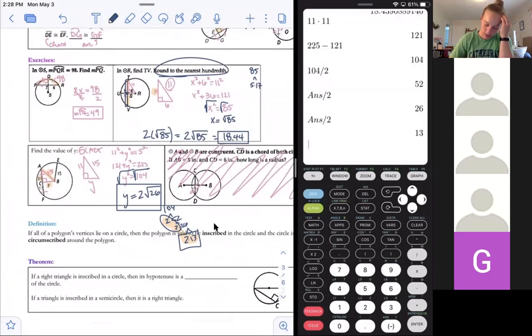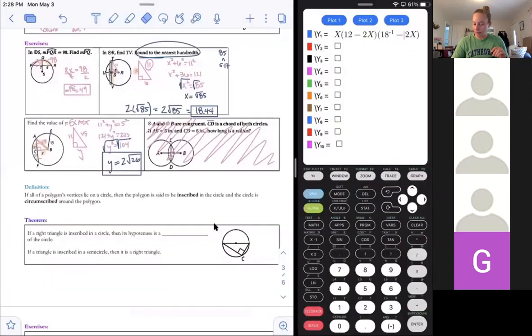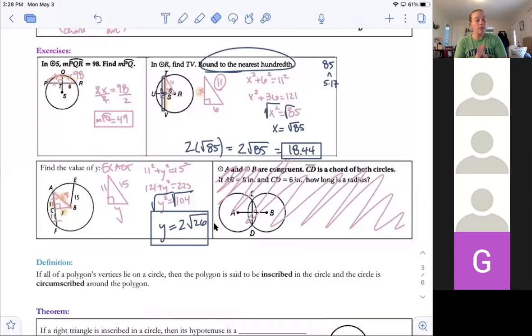All right. Okay, the next part is a definition. I've talked about these words before, but now they're actually in a definition. I know I just wrote all over them. Let me erase that so we can read them. Hopefully you did not write all over them like I did. There we go. Okay, so my definition says, if all the polygon's vertices lie in a circle, then the polygon is said to be inscribed in the circle, and the circle is circumscribed about or around the polygon.